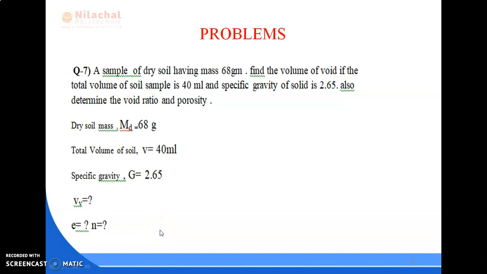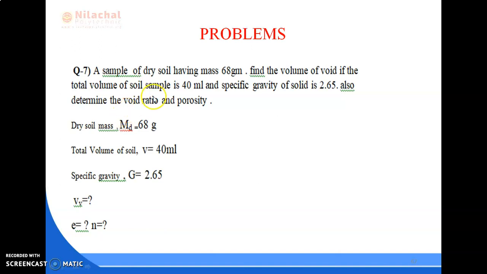Hello everyone. In the previous lecture we solved different problems based on the interrelationships. In today's lecture also we are going to solve more problems based on these interrelationships. So let us discuss question number 7.